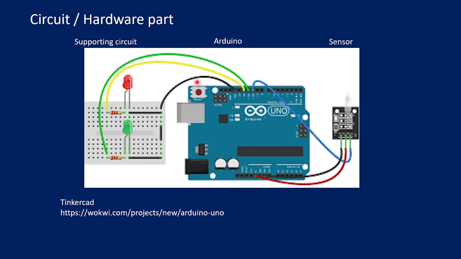So the circuit may be extended. So this is a circuit with a sensor. So for the first circuit, we have to connect these components here in the breadboard, and you may also need some sensors to be connected here.